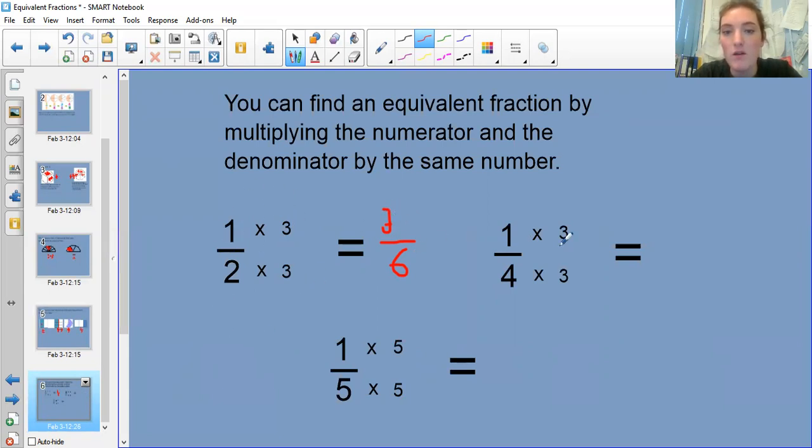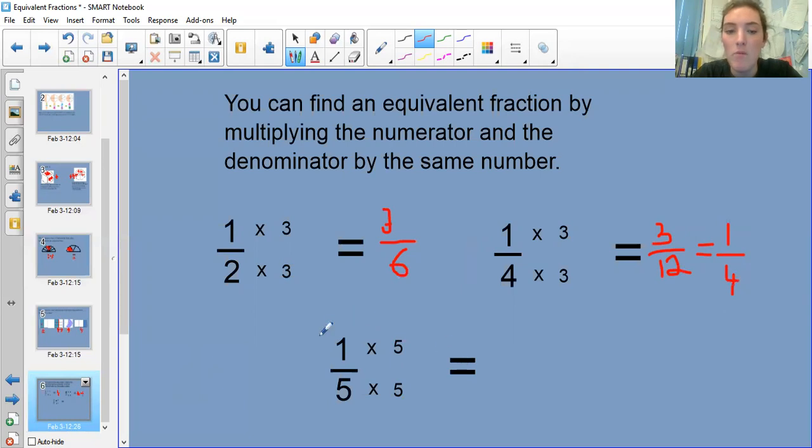Okay? What about this one here, a quarter? A quarter can become 1 times 3 is 3. 4 times 3 is 12. A quarter can be the same as 3/12. And we know that 3/12 is definitely a quarter because 3 divided by itself is 1. Okay, and how many 3's go into 12? 3, 6, 9, 12, 4. So we know 3/12 are equivalent to a quarter.